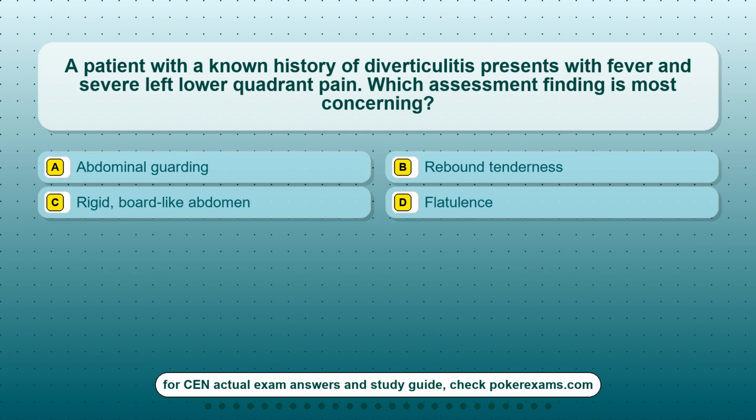Question 5. A patient with a known history of diverticulitis presents with fever and severe left lower quadrant pain. Which assessment finding is most concerning? Option A, abdominal guarding. Option B, rebound tenderness. Option C, rigid, board-like abdomen. Option D, flatulence.